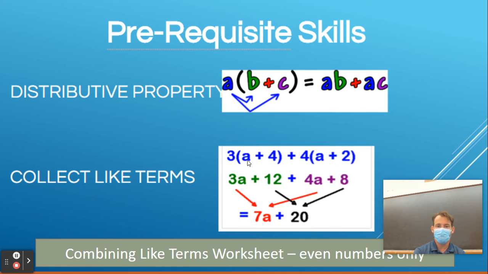So here, if I have an apple plus $4 in these boxes, and I have 3 of those boxes, I would have 3 apples and $12. And then this box has an apple but only $2 in it, and I have 4 of those boxes. So from those boxes, I have 4 apples but $8. Together, I have 7 apples and $20 between these 7 boxes. So this is collecting like terms. Don't forget to do that.